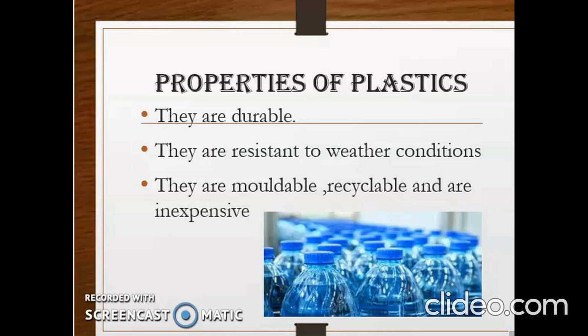Plastics have a wide range of use due to their special properties. Plastics are durable, that is, they can take the wear and tear of daily life and do not get broken easily. Therefore, they last for a long time. Plastics are resistant to weather conditions, that is, they do not rust or corrode. Plastics are moldable, recyclable, and inexpensive.